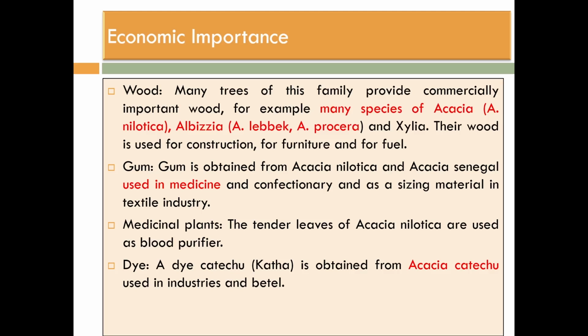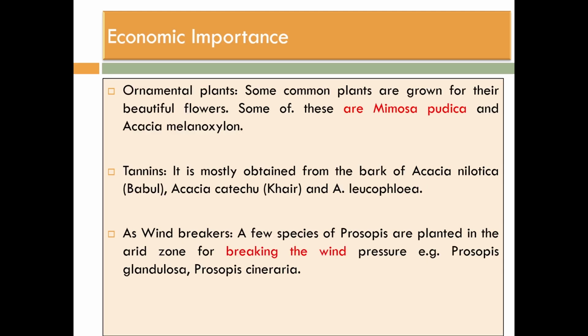Then some plants of this particular family also have medicinal importance. Tender leaves of the Acacia nilotica are used as a blood purifier, and the dye that is obtained from the Acacia catechu, that is the katha, is used in industries and with betel leaves in the preparation of pan. So this is the economic importance of the family Mimosaceae. And some plants of this family are also ornamental, like some common plants known for their beautiful flowers, such as Mimosa pudica and Acacia.